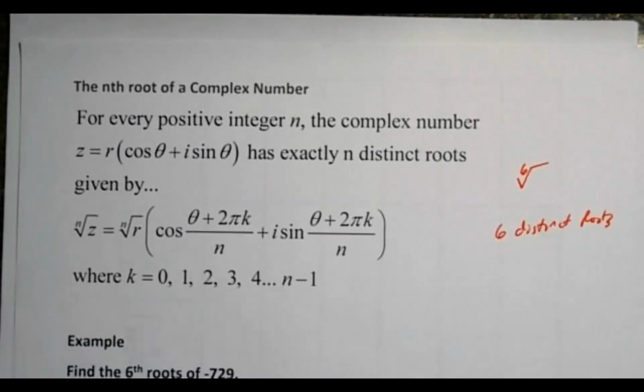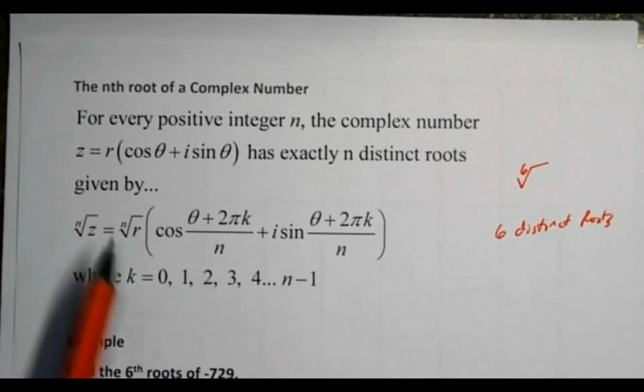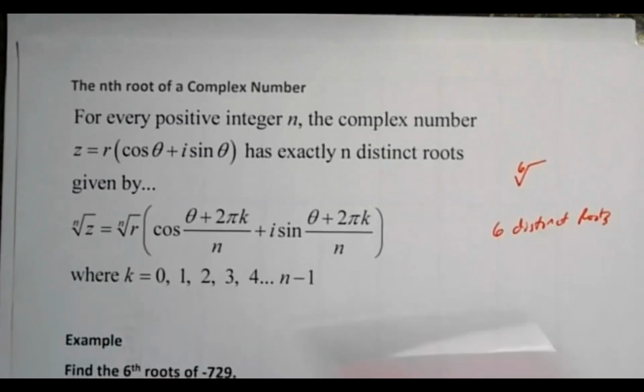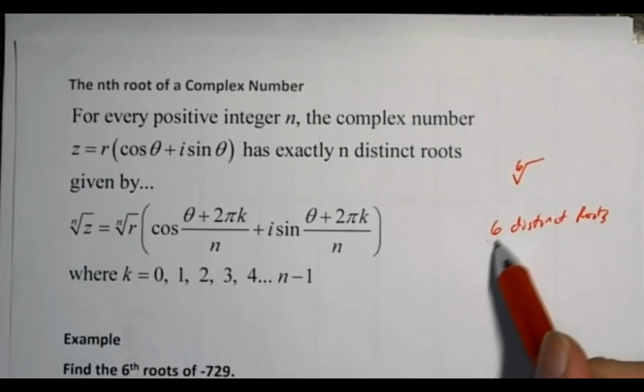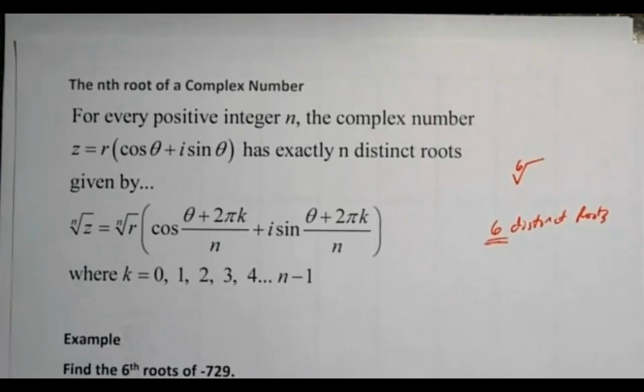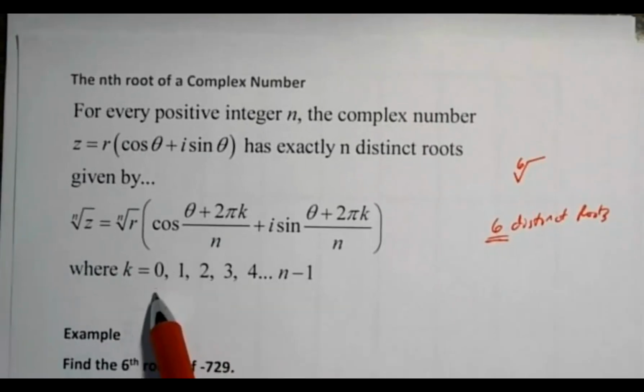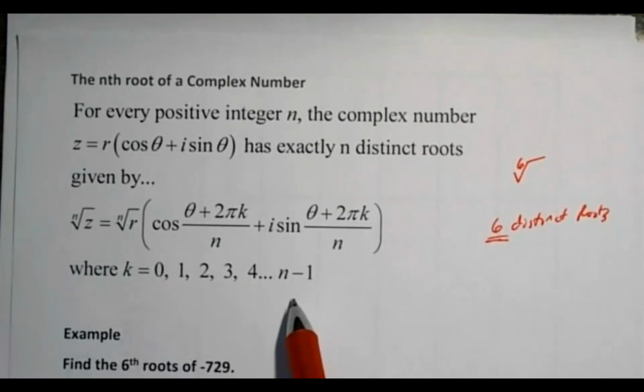Okay, so our formula is we're taking the nth root of z. We take the nth root of r, the modulus, times cosine of theta plus 2 pi k over n, plus i sine of theta plus 2 pi k over n, where k is 0, 1, 2, 3, 4, up to n minus 1. So whatever our nth root is, if we take the 6th root, which we're going to do right now, we're going to start at 0 and end at 5. Okay, and that's going to give us 6 distinct roots. We'll start at 0 and end at 5.